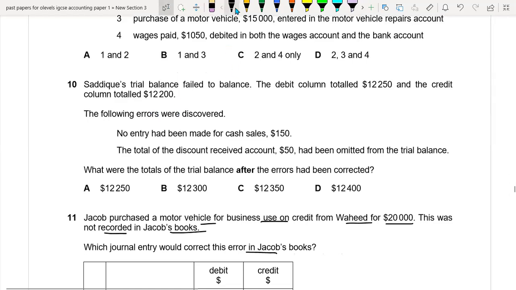So question number 10 we have done before. That's why I'm not going to do that. This is done in variant 2.